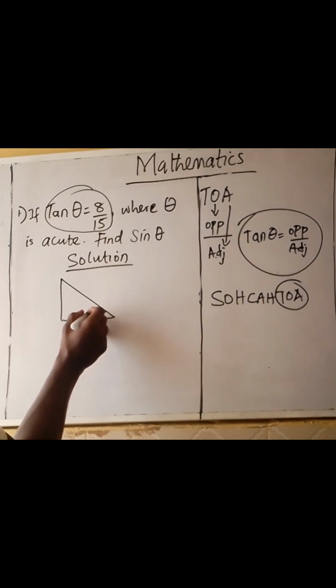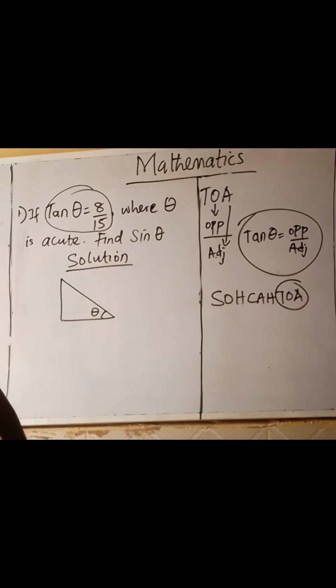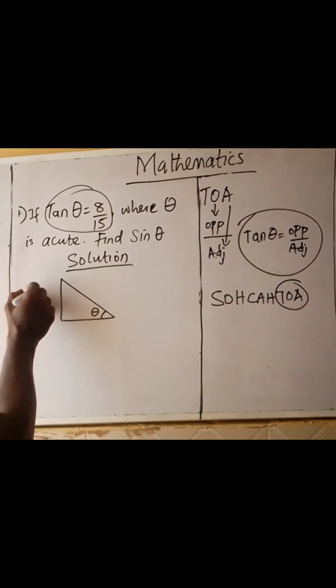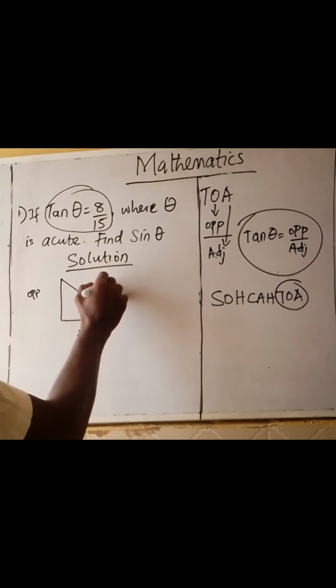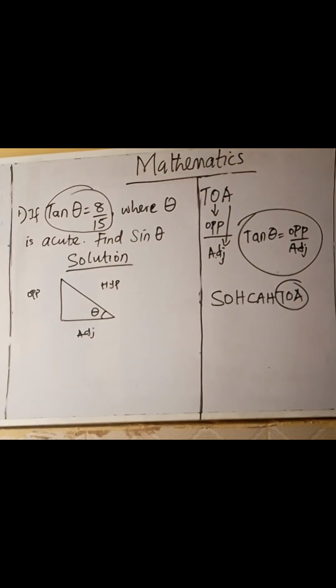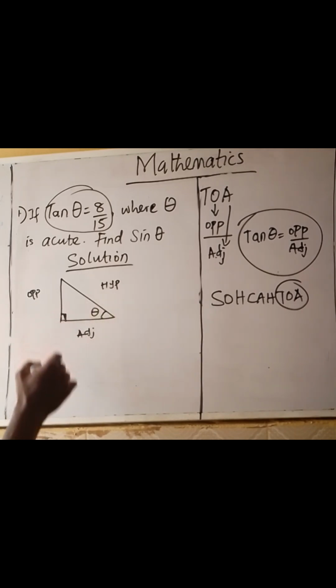So I have this side, and now this becomes my theta, the acute angle. I put it this way. Now from here, I have this part as my opposite, this part as my adjacent, and this is the longest part of the triangle, which becomes my hypotenuse. Remember, it's a right angle triangle.